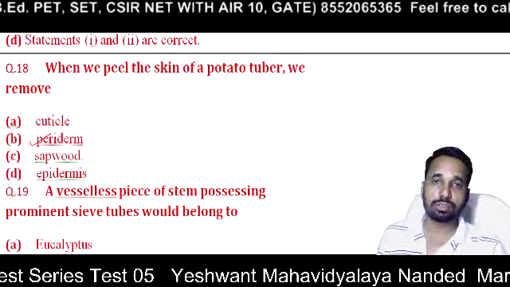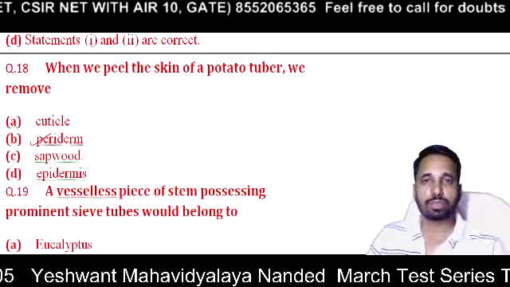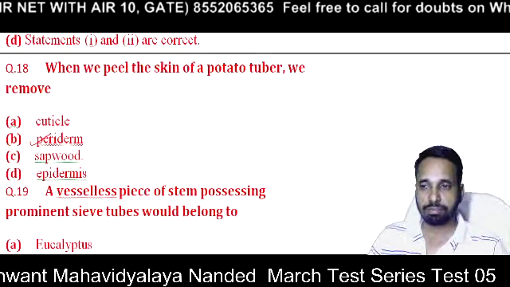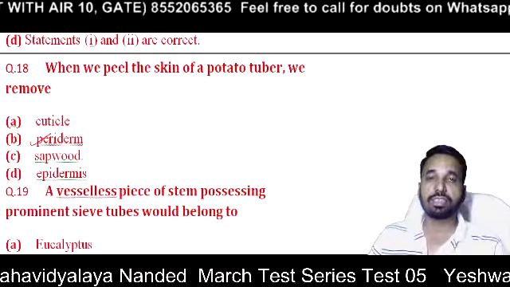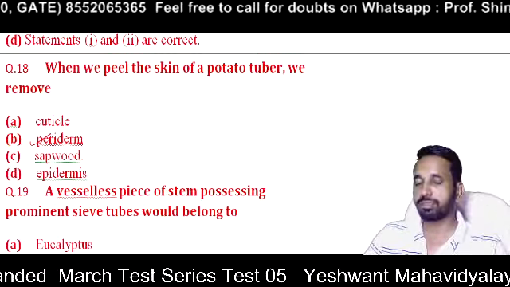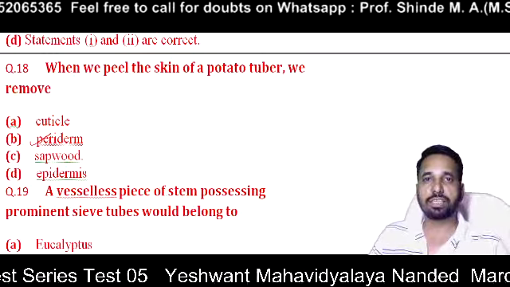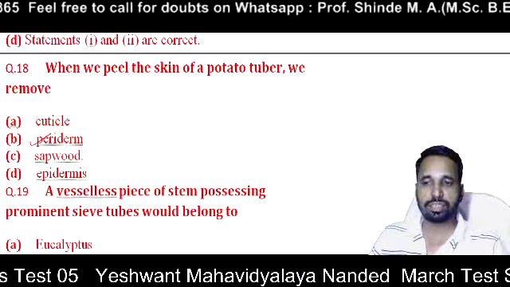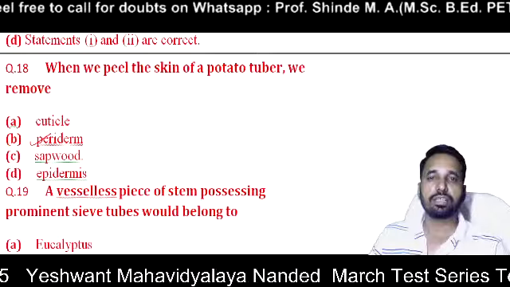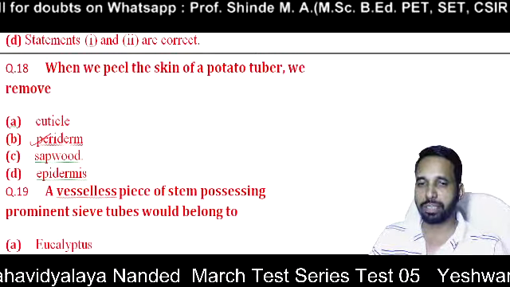What were those three layers? I hope you remember the components of the periderm: secondary cortex, then phellogen, and then phellem. So all these make up the periderm, but they are in a very thin layer around that potato tuber. So it is a periderm.